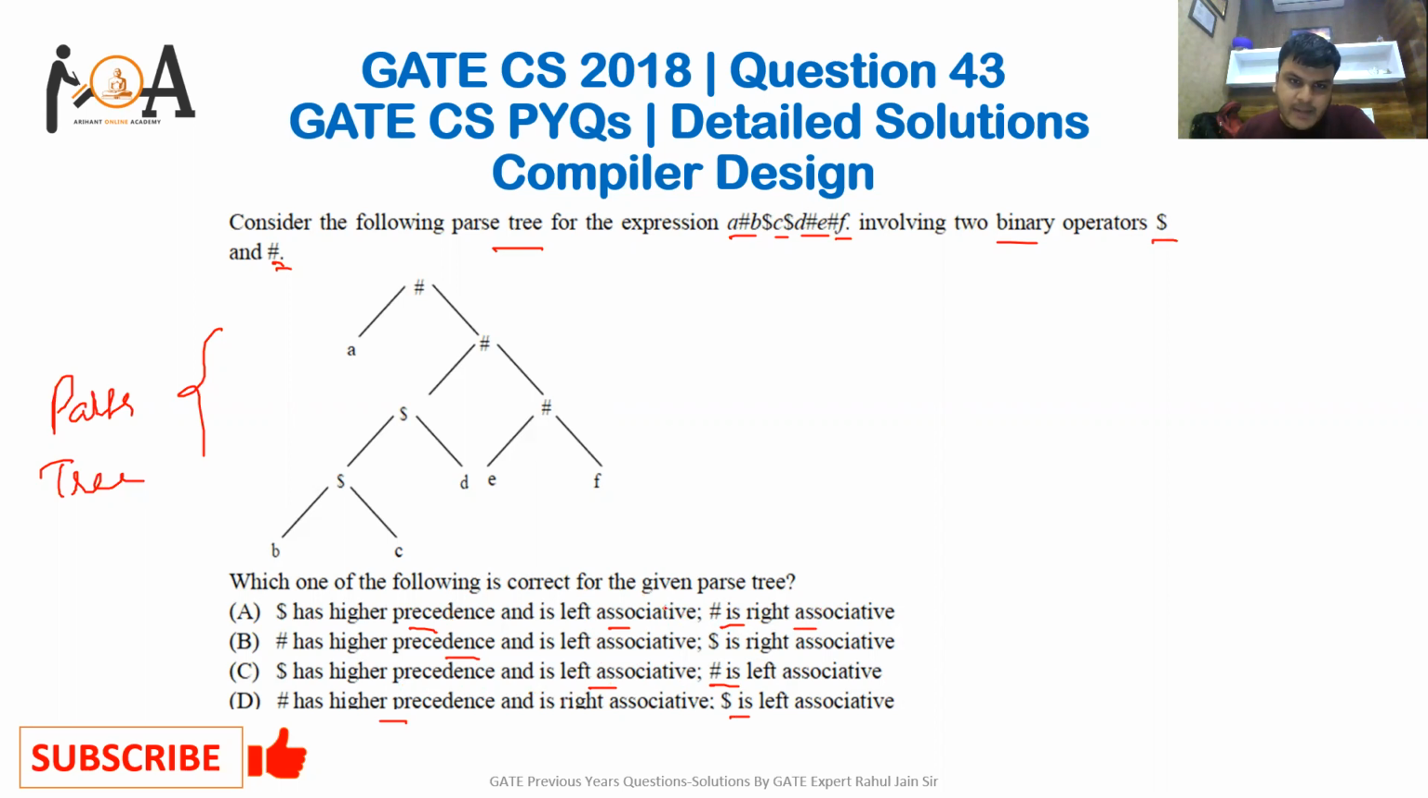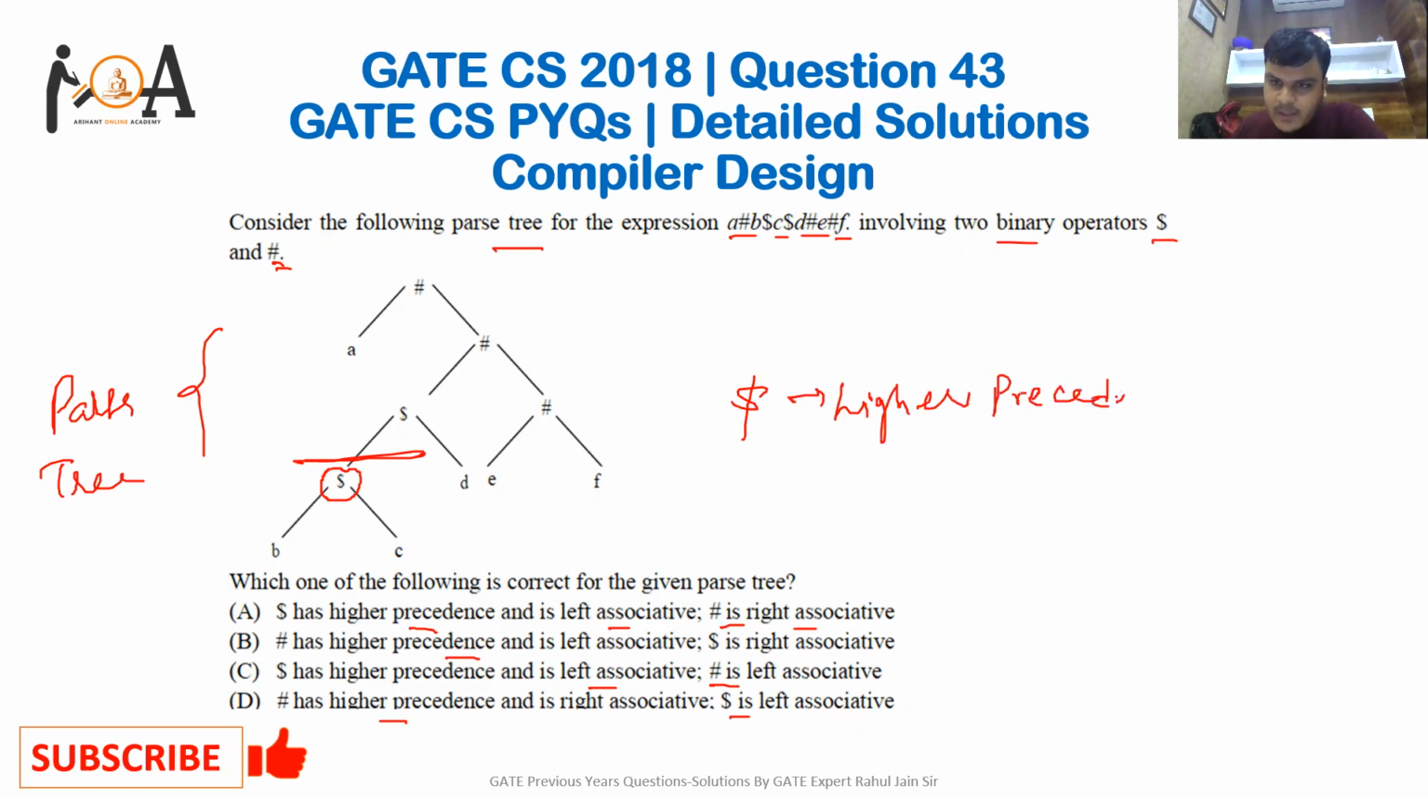So in a parse tree, whatever operator is at the bottommost side has the highest precedence. If you see here, dollar is at the bottommost side of this parse tree. So this dollar is of higher precedence.